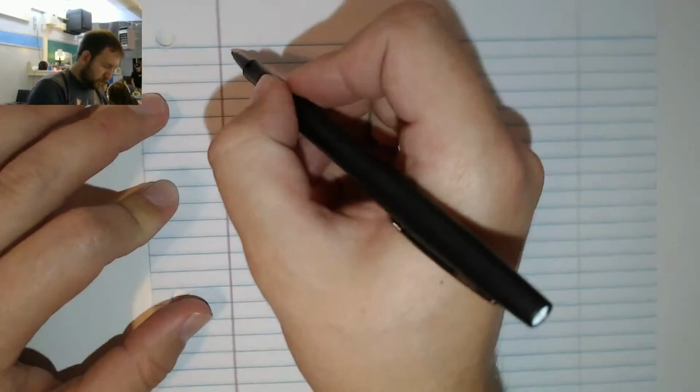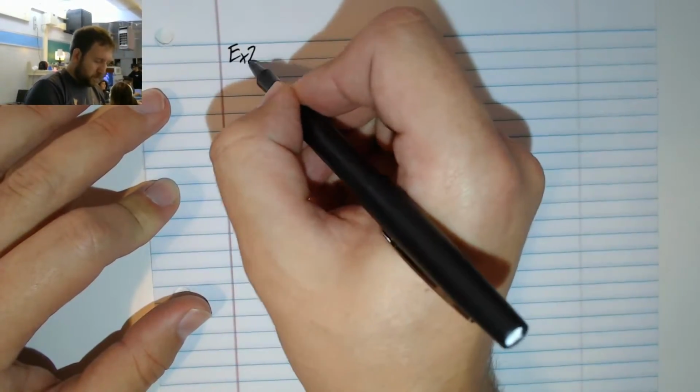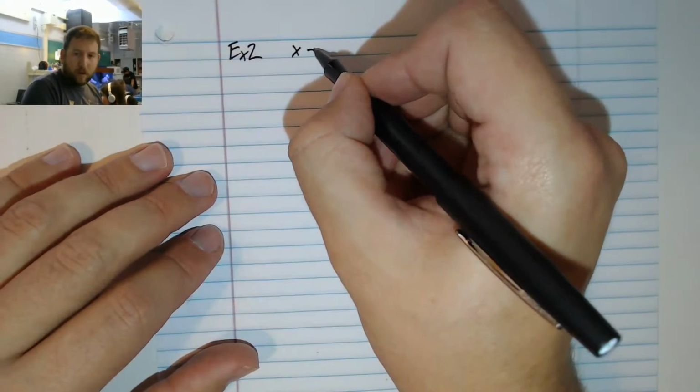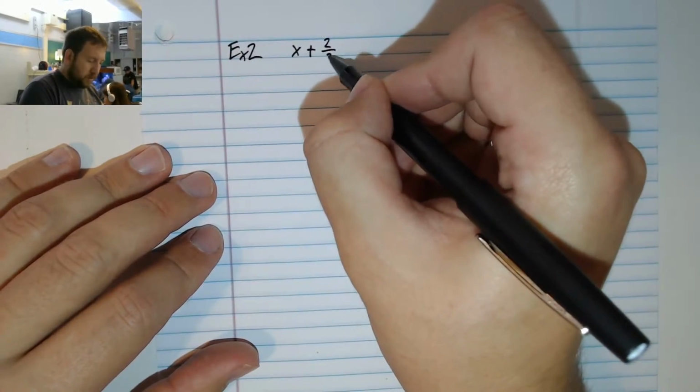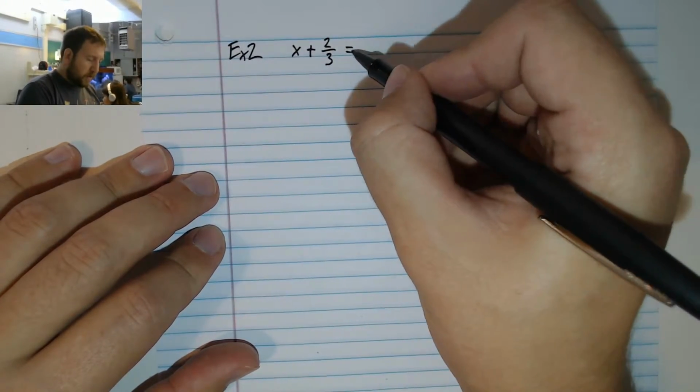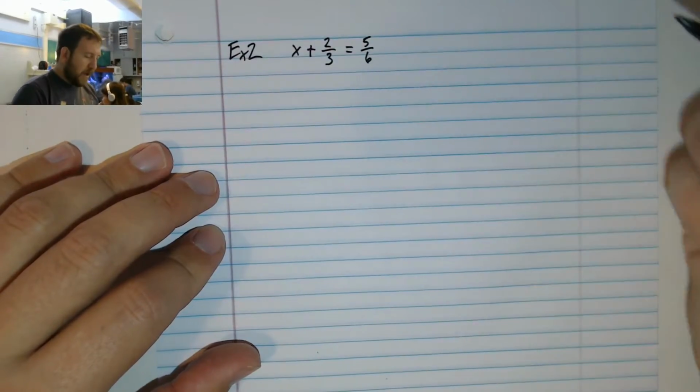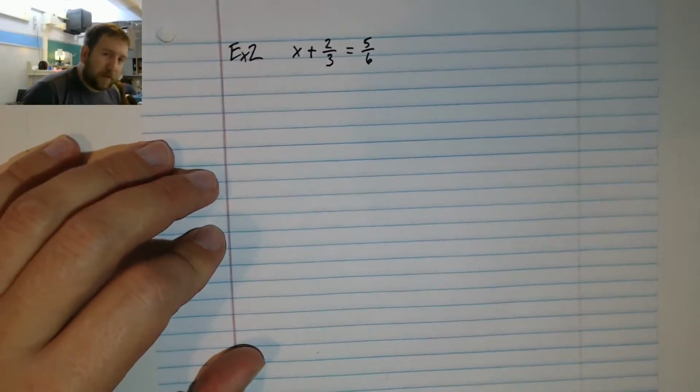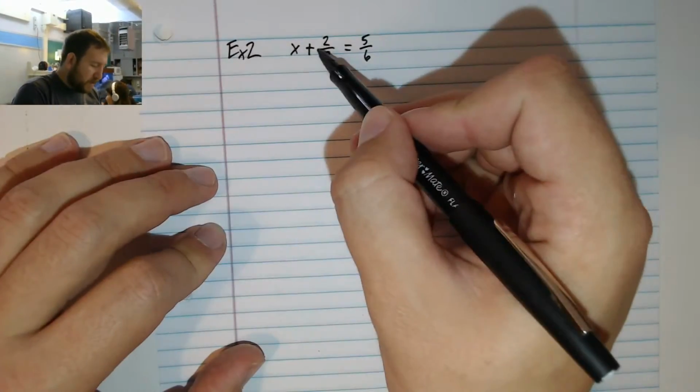Example 2. Alright, example 2 looks like this. We're going to do x plus 2/3 equals 5/6. Alright, just like before, I need to get my x by itself on this side.